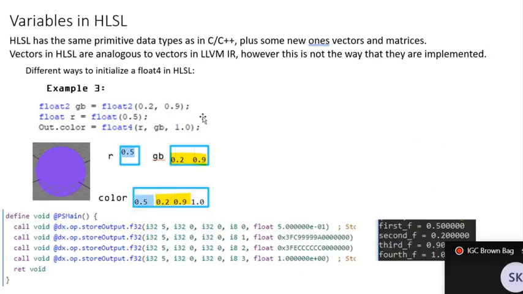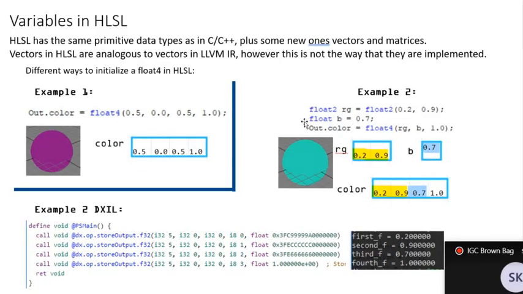And the second point is that float2, float3, and float4 are required to be initialized using the function cast syntax. However, for float, you can initialize it either using the function cast syntax or using the C-style assignment syntax, as we saw in the previous example.